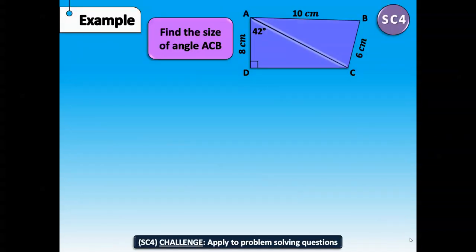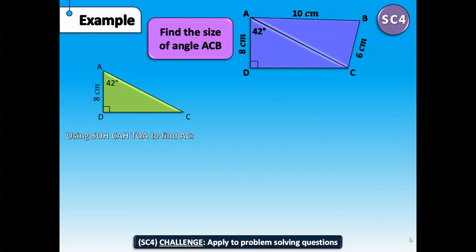So in this question, we want to find the size of angle ACB. So we start by looking at the right-angled triangle, and we want to find the length of AC. So I use basic trigonometry and label my sides hypotenuse, opposite, and adjacent.